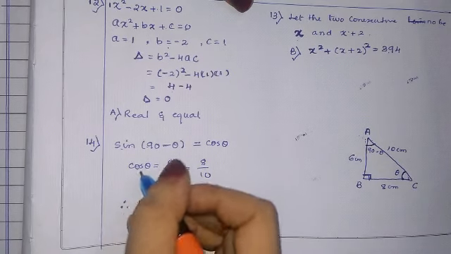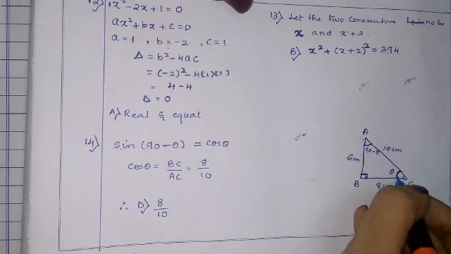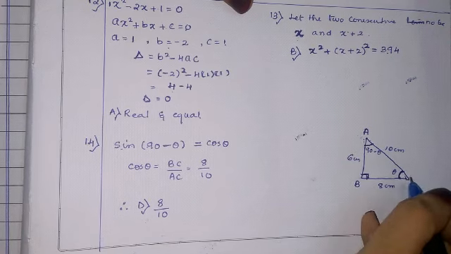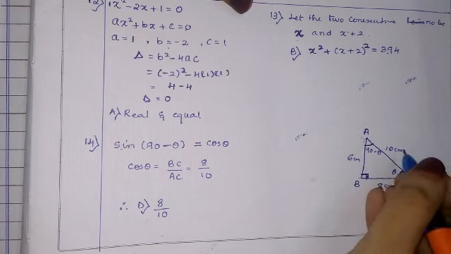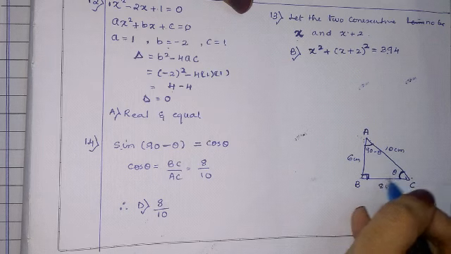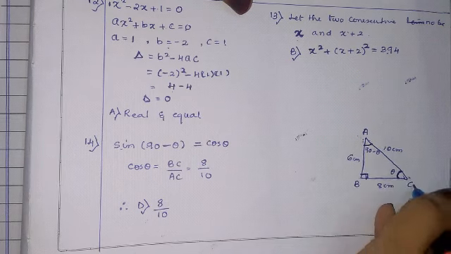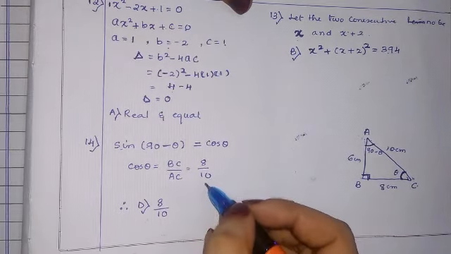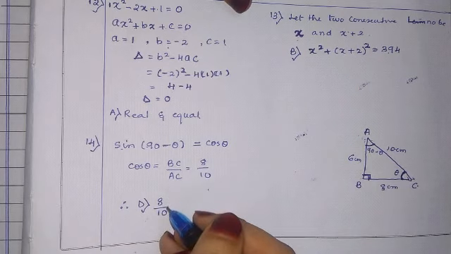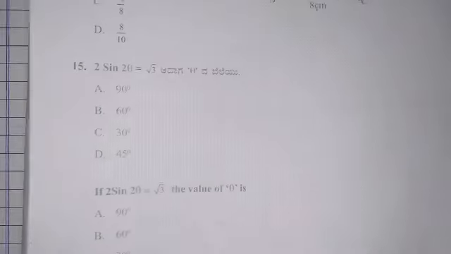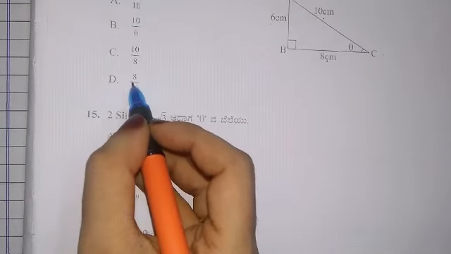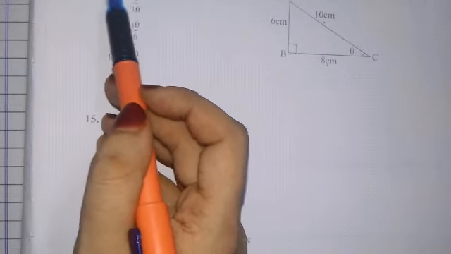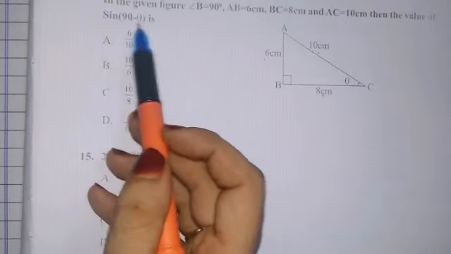So now we want cos theta. Cos theta is adjacent upon hypotenuse, because sine theta is opposite upon hypotenuse and cos theta is the adjacent side, which is BC, upon AC. So BC by AC, BC value is 8 and AC value is 10, so 8 by 10. The correct option is D, that is 8 by 10. How did we get sine (90 minus theta)? Sine (90 minus theta) is nothing but cos theta.